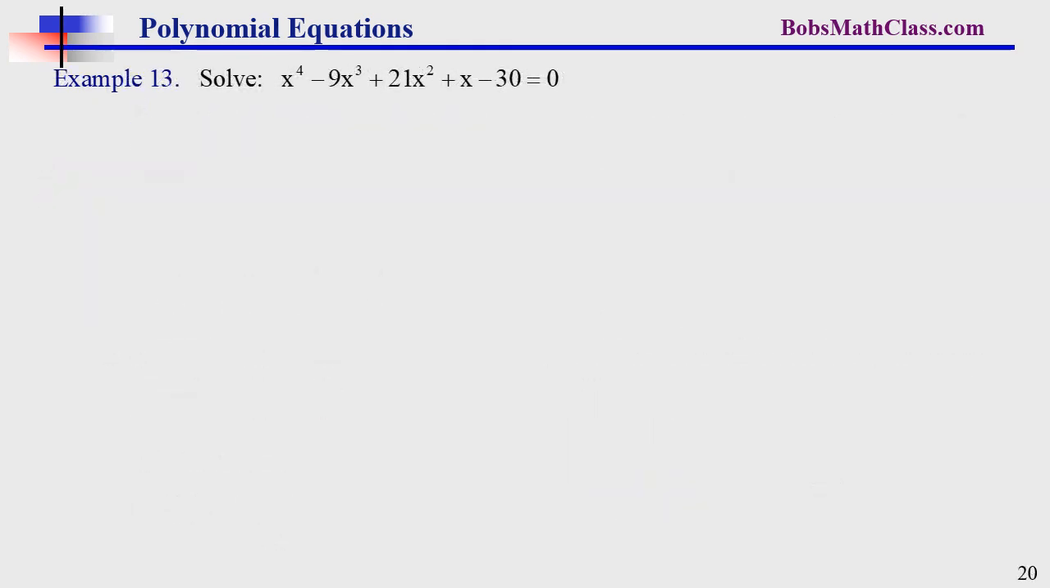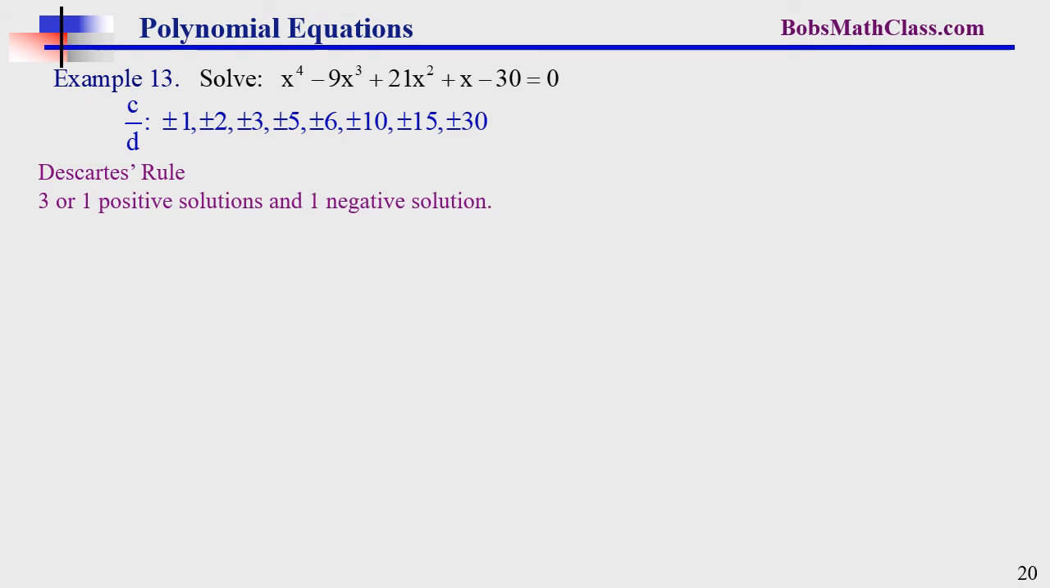All right, this is the last example. Just trying one more for practice. List your numbers. So there's our possibles using the rational root theorem. And again, if you use Descartes' rules, not great. 3 or 1 positive, so we know we got more positives, maybe.